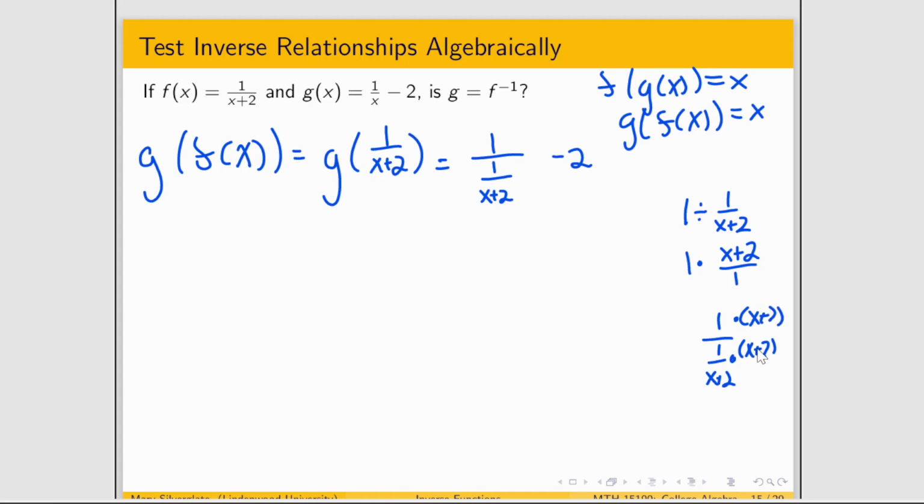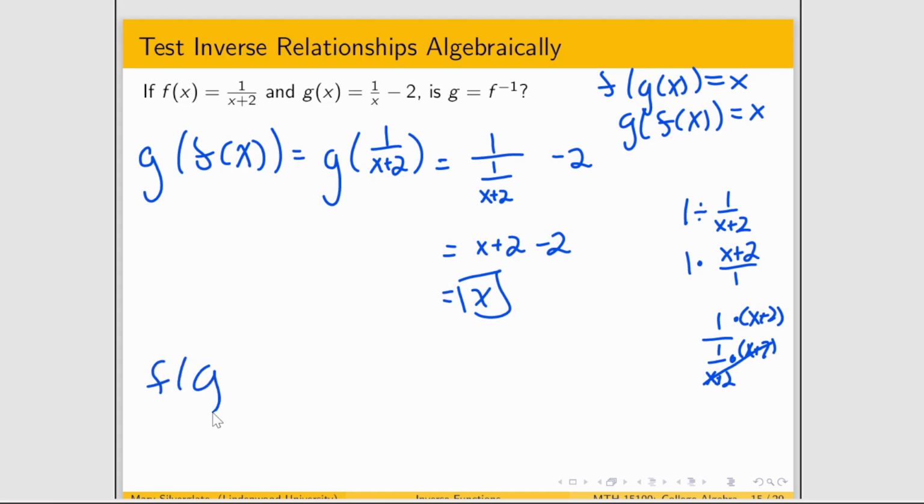Where if you do that, then x plus 2 divided by x plus 2 makes 1, and you're just left with x plus 2. Or you could think 1 divided by 1 over x plus 2 is 1 times x plus 2 over 1. And either way, that becomes x plus 2, this whole term. And then you just drop down the minus 2. Then you combine like terms. 2 minus 2 makes 0. And I'm just left with x.